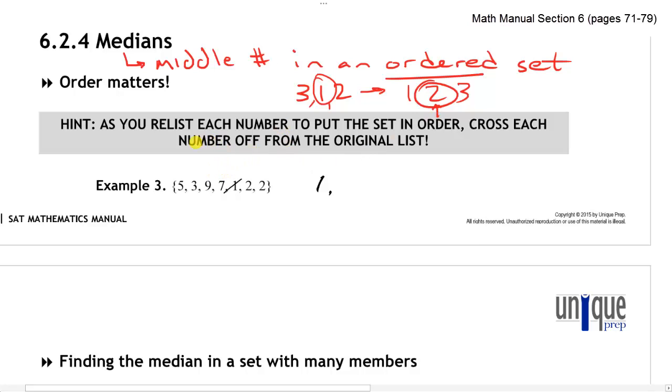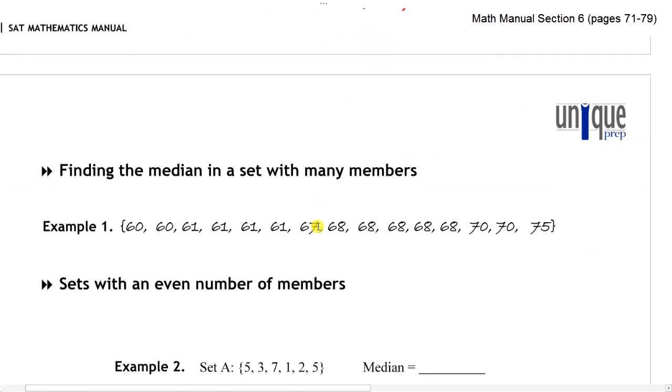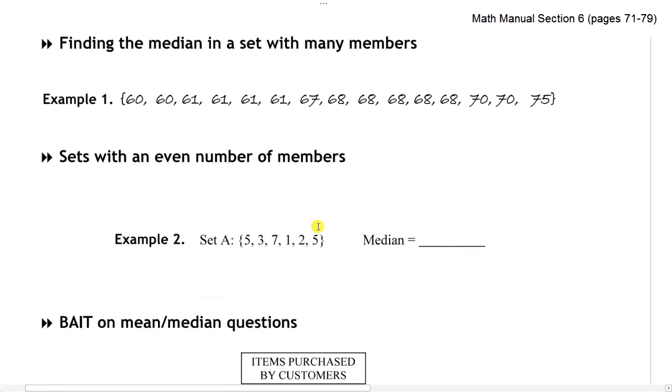Couple of hints about medians. If you have a slightly large set and you need to relist your numbers, what I would do is cross your numbers off of the original set as you relist. So you would list a 1, you would cross off this 1. You would list a 2, cross off this 2. List another 2, cross off this 2. List a 3, cross off the 3, and so on and so forth. That will ensure that you don't skip or repeat any numbers in the relisting process. It will help make sure you don't make any careless mistakes.